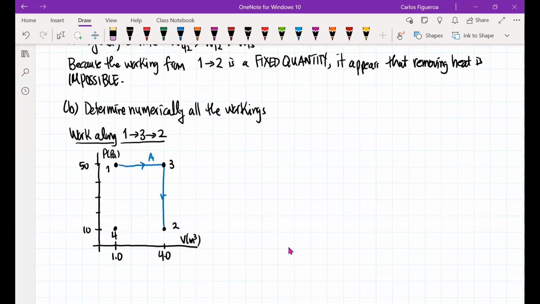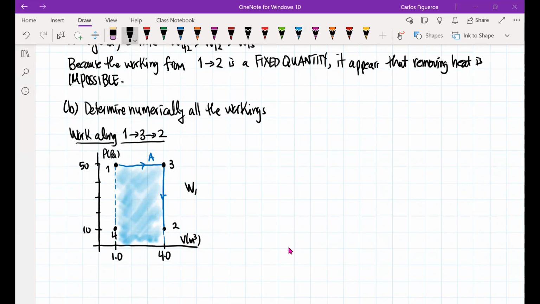Right? None of them exist. So what you're seeing here is that the work is the area under the curve. In other words, this is the whole area under the curve. Because this is the area under the curve, I can compute that. So then, here we go.